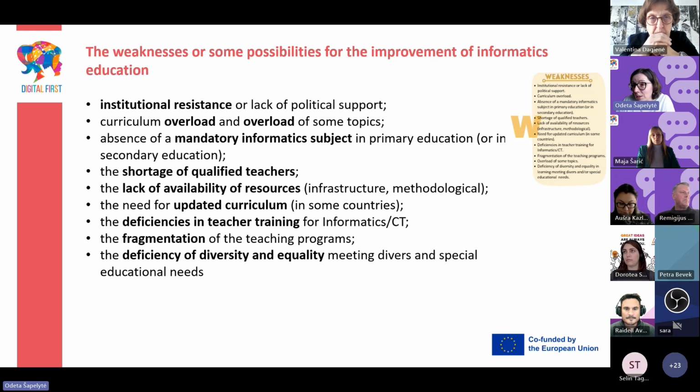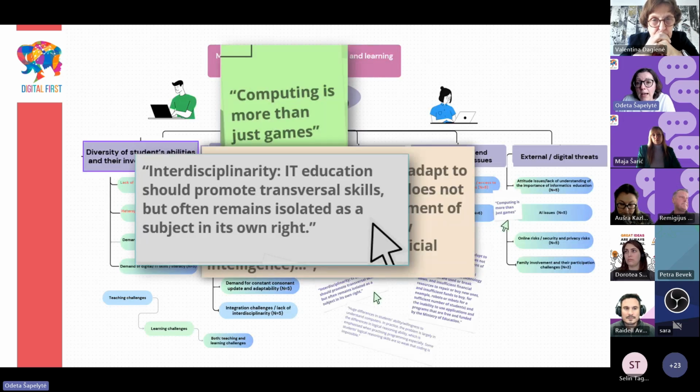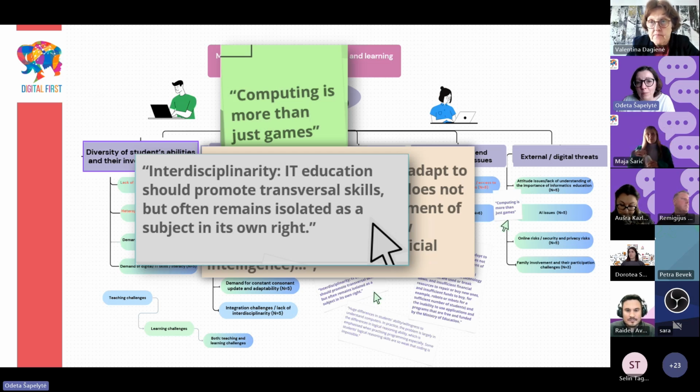Also fragmentation in teaching programs, deficiency of diversity and equality, meeting diverse and special educational needs. Quite the same view we can see even from the online study, where teachers were also asked about the most challenging things of teaching and learning informatics. So we see the same view.